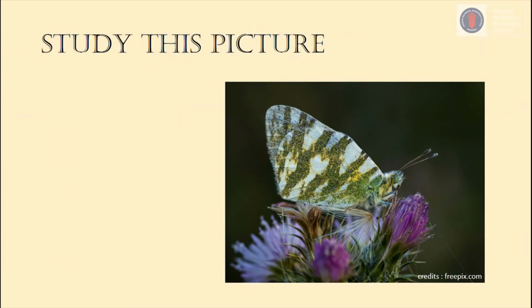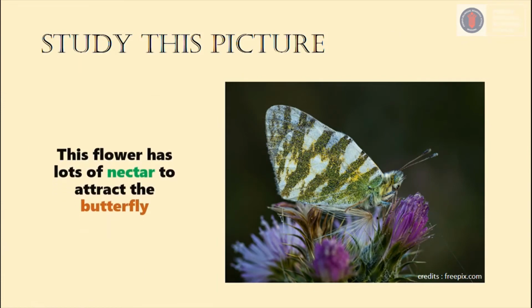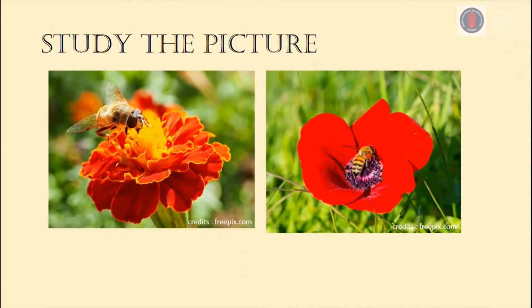So have a look at this picture. You see there's a butterfly here, and also there's a flower. This flower has a lot of nectar to attract the butterfly. In the next picture, these are also flowers that attract bees. Have a look at the characteristics and appearance of the flowers. They have nice petals, and also they have lots of pollen, and they also have nectar.